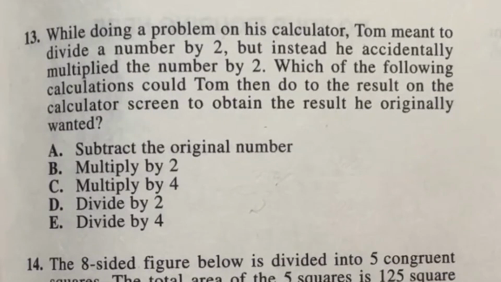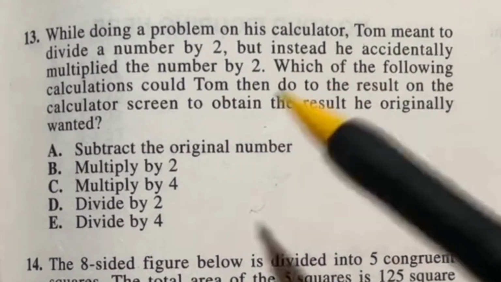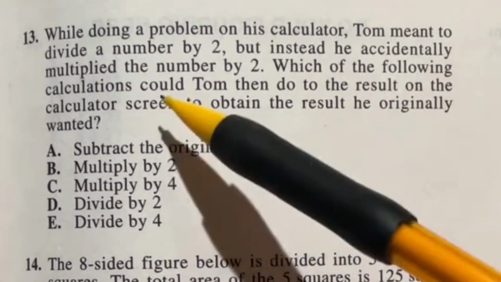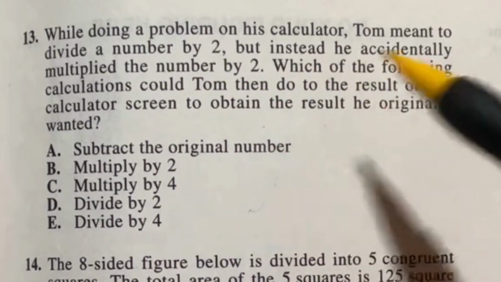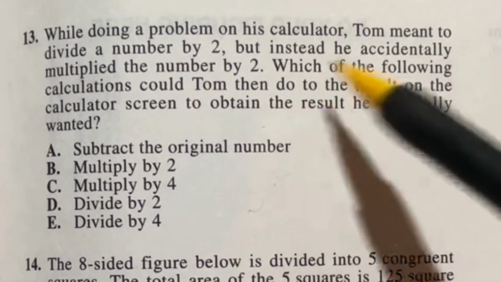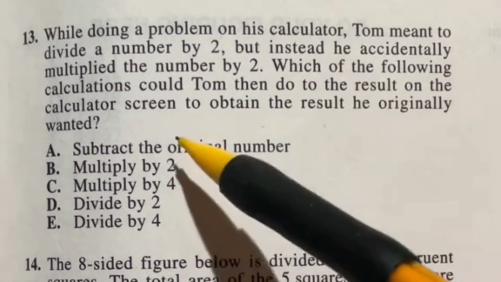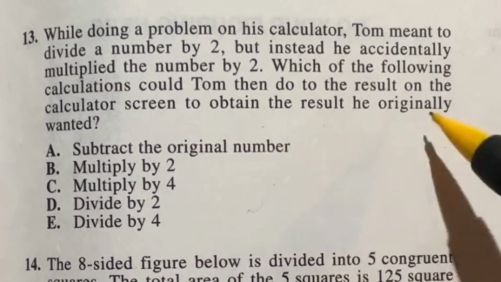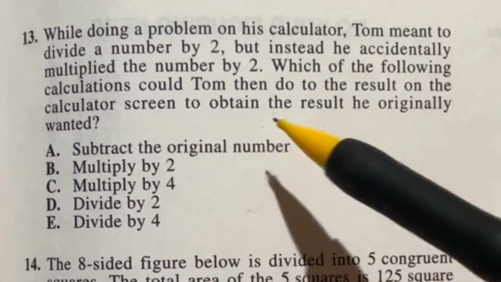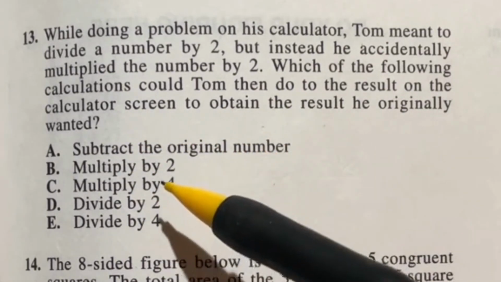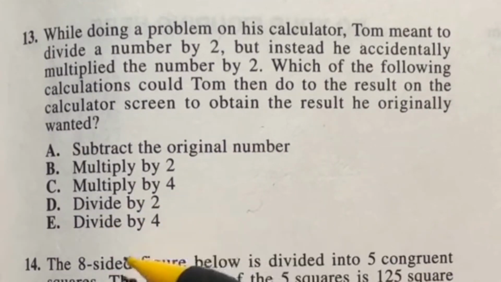So I'd argue this is actually probably a pretty easy question. It says here, while doing a problem on his calculator, Tom meant to divide a number by 2, but instead he accidentally multiplied the number by 2. Which of the following calculations could Tom then do to the result on the calculator screen to obtain the result he originally wanted? Subtract the original number, multiply by 2, multiply by 4, divide by 2, divide by 4.